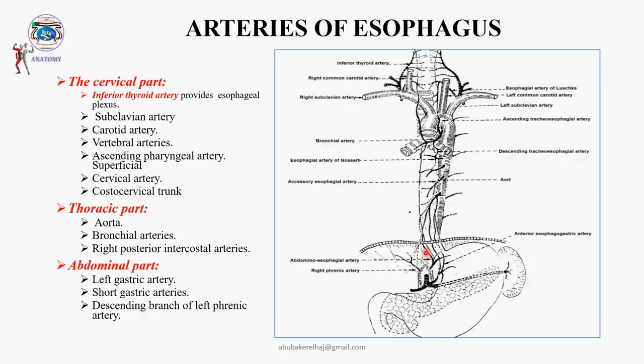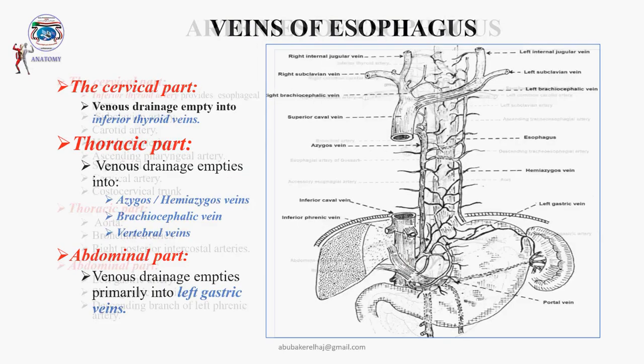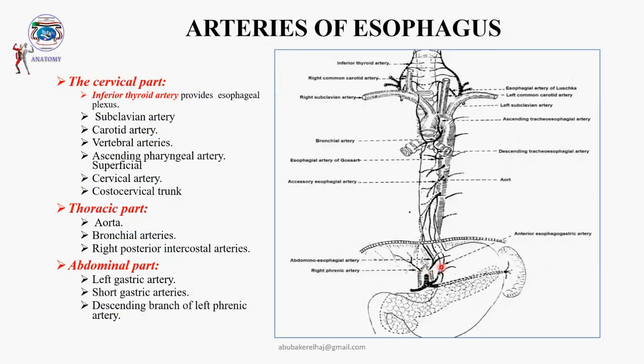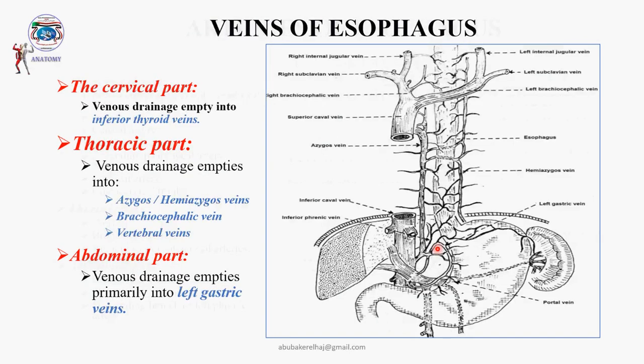In the abdominal part, we have the arterial supply from the left gastric artery, as you see here, and also we have the short gastric artery with the stomach and descending branches from the left phrenic artery. That means the arterial source of the diaphragm, the arterial source of the fundus, and also the arterial source of the left part of the stomach. So these are the different parts of the arterial supply.